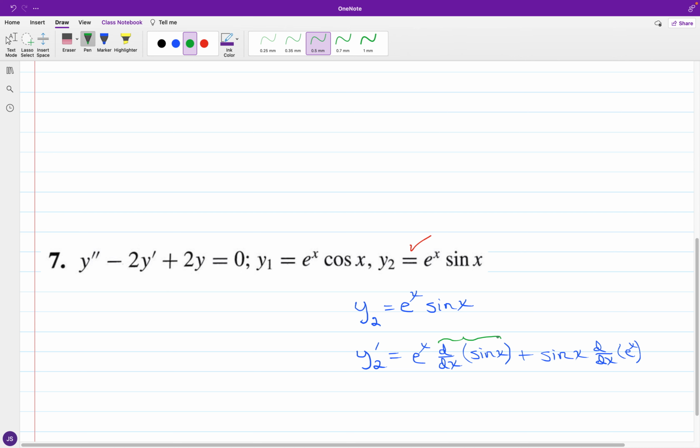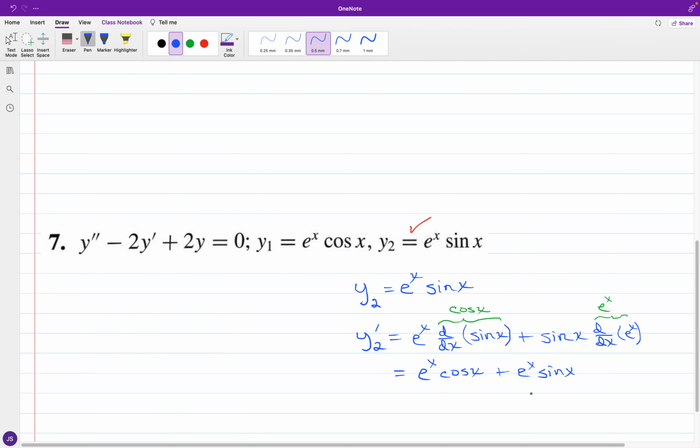For the derivative of the sine of x, this will be cosine of x, and the derivative of e to the x, again, this is reflexive, so this will be e to the x. So for y sub 2 prime, we have e to the x times the cosine of x plus e to the x times the sine of x. And carrying this out to the second order derivative.